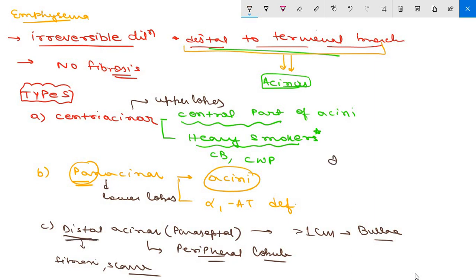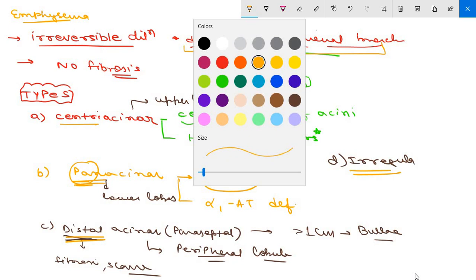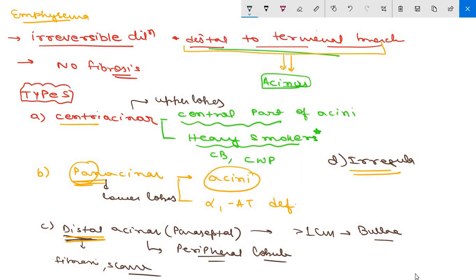And the last one is your irregular type. The acinus is irregularly involved. So these are the 4 types. Just remember the types: centroacinar, then distal acinar, then irregular, and panacinar. So these are the 4 basic types of emphysema. Now, coming to the etiology and pathogenesis first.